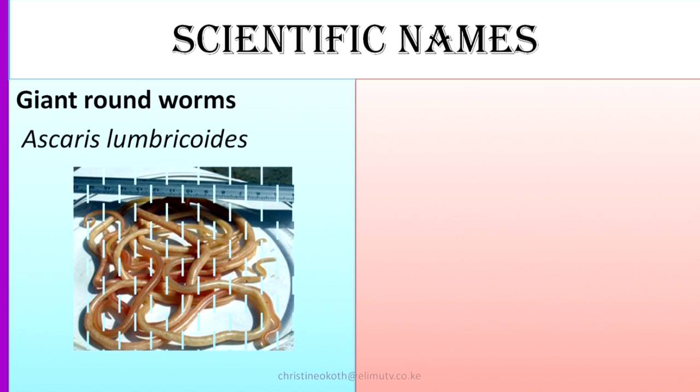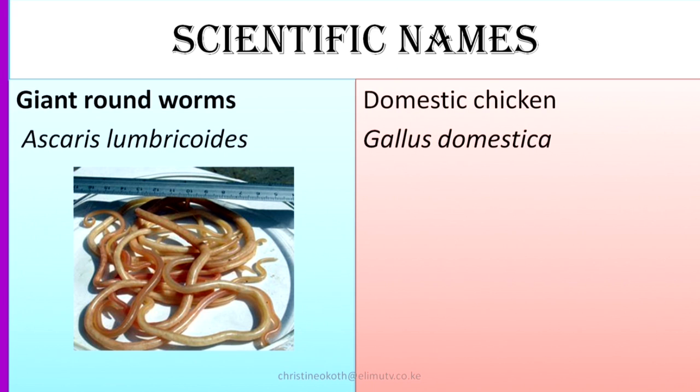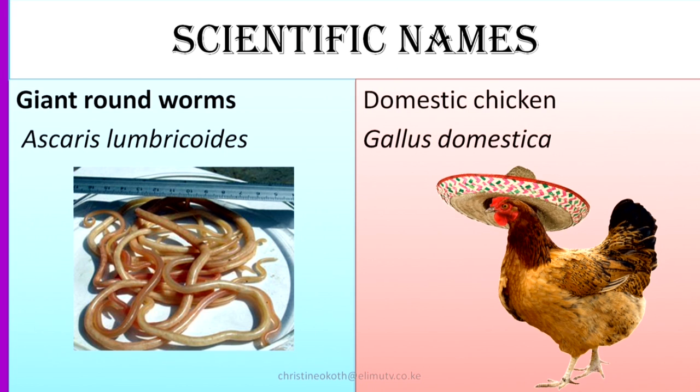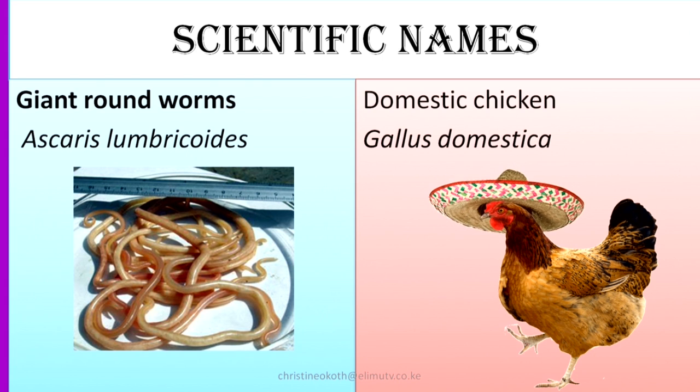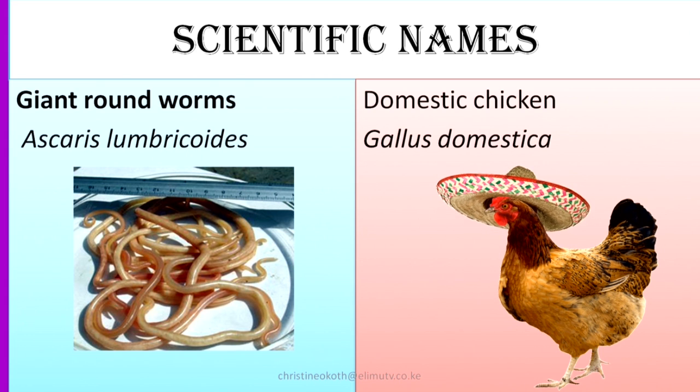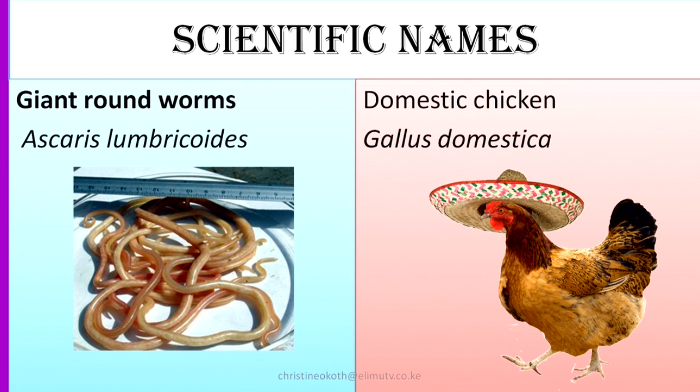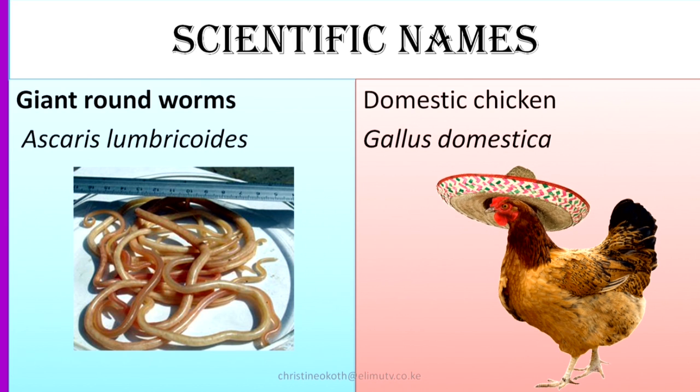Then we have the giant roundworm. Its scientific name is Ascaris lumbricoides. Another example, we have our domestic chicken at home. It is known as Gallus domesticus.